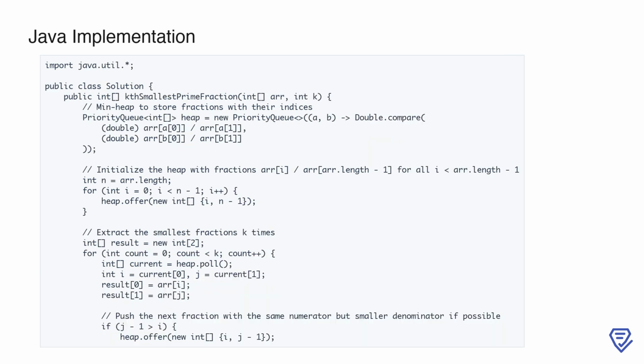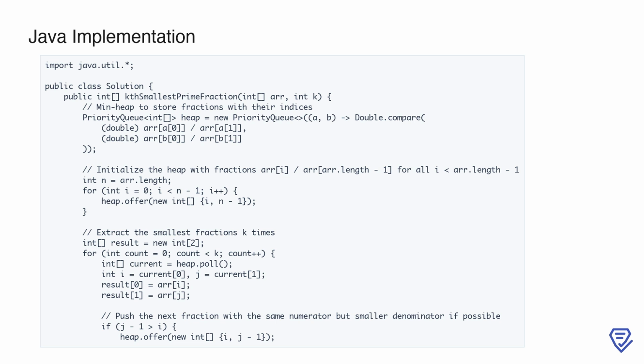Here, we start by importing the necessary libraries and defining our solution class. The main method we're working with is kth smallest prime fraction, which takes an array of integers arr and an integer k as inputs. To solve the problem, we use a min-heap, implemented with a priority queue, to efficiently track the smallest fractions. The priority queue is configured to compare fractions based on their values, calculated as the division of two array elements.